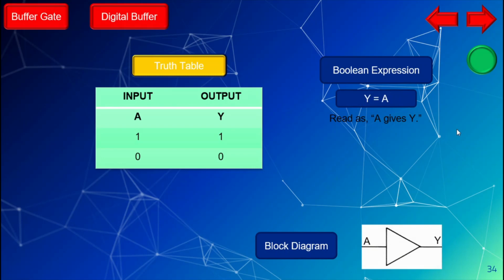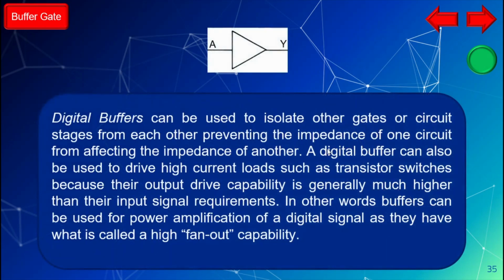We don't have a video for the digital buffer gate because the device doesn't have it. But for you to easily remember it, the NOT gate is simply the opposite of digital buffer. This is why the NOT gate is called the inverter. Here in this buffer gate, the output is also the input. Notice that the buffer gate symbol has no bubble. Buffers can be used for power amplification of a digital signal as they have what is called a high fan-out capability.